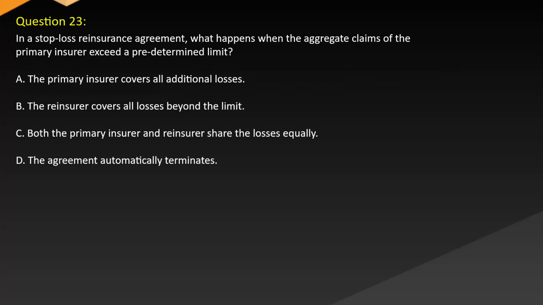Question 23. In a stop-loss reinsurance agreement, what happens when the aggregate claims of the primary insurer exceed a predetermined limit? A. The primary insurer covers all additional losses. B. The reinsurer covers all losses beyond the limit. C. Both the primary insurer and reinsurer share the losses equally. D. The agreement automatically terminates.